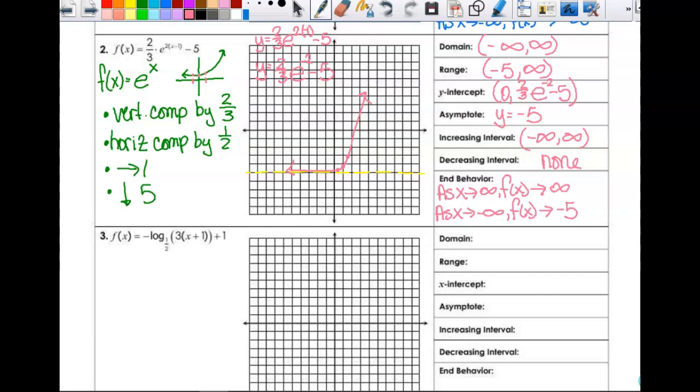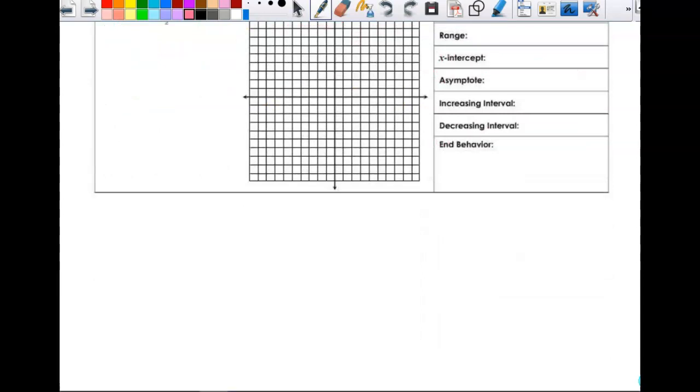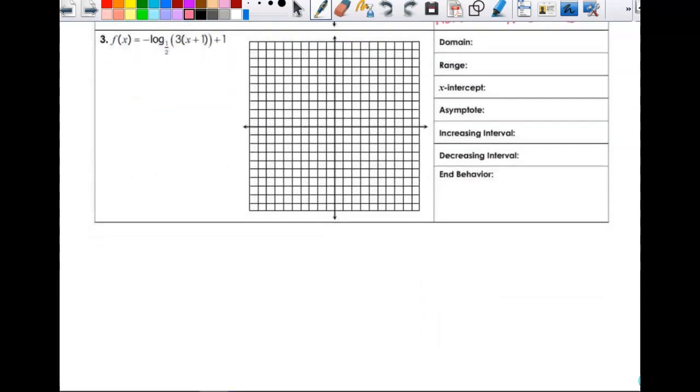All right, so number 3, we're moving on to the logs. So when you're graphing, if you did well on both of them, or even if you didn't, just don't get them mixed up and what you're supposed to do where. So for the logs, I'm going to write down my parent function. This time, instead of putting f of x, I'm going to put y. So y equals log base 1/2 of x. That's my parent function. I'm going to rewrite it as an exponential. So that gives me 1/2 to the y power equals x.